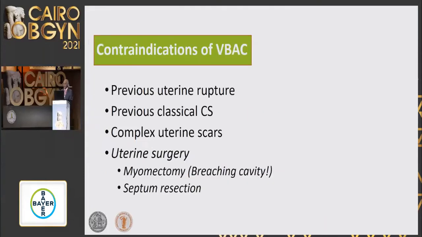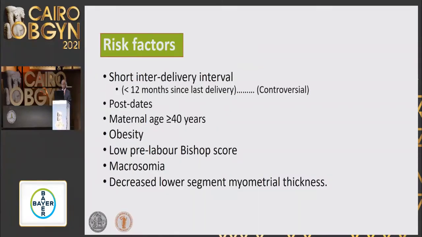What are the contraindications? This is just information for you to understand really what is the current evidence. The contraindications to VBAC are things that we are aware of. If somebody has previously had a ruptured uterus, if somebody had an upper segment or what is previously known as a classical section, if somebody had complex uterine scars, so somebody had a big extension in the cesarean section, or if somebody has had previous uterine surgery. These are contraindications to offering a vaginal birth.